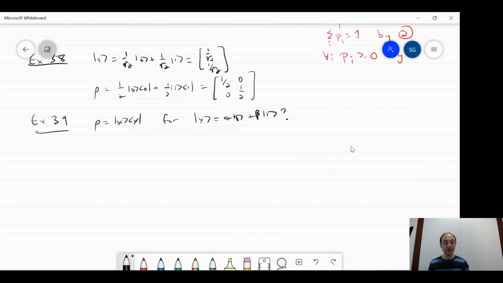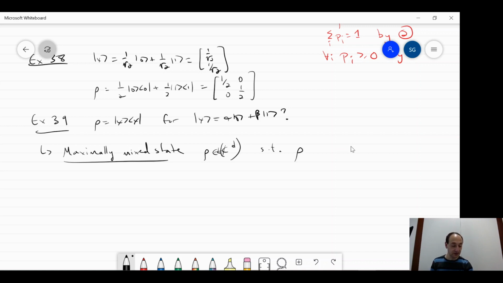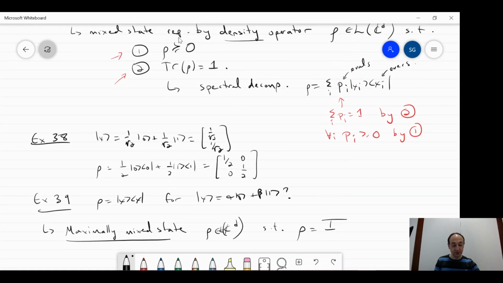A very special mixed state is the maximally mixed state. This is just a linear operator acting on C^d, and the specific operator it is is the identity. It can't be identity exactly, because remember I need the trace equals 1 condition. Identity is certainly positive, all the eigenvalues are 1, but I need the eigenvalues to sum to 1. So therefore, I need to divide through by the dimension d.